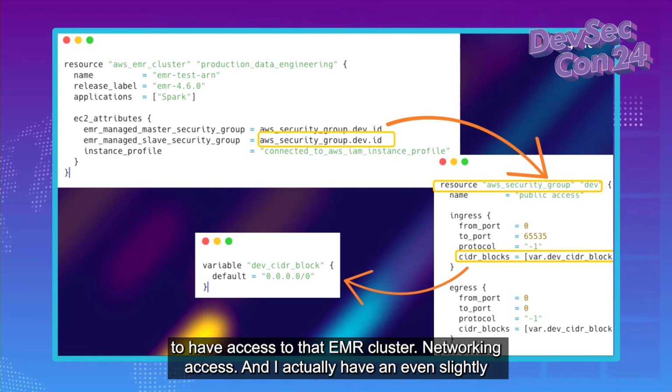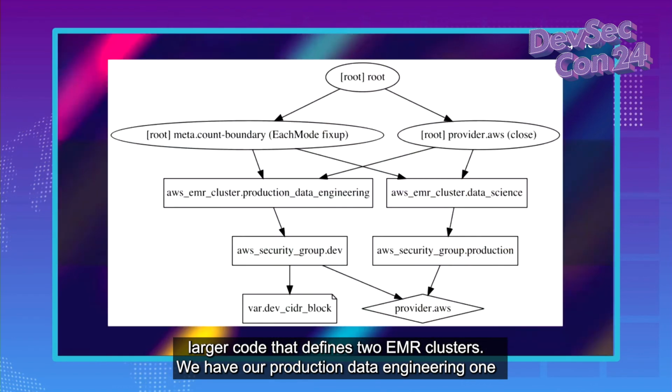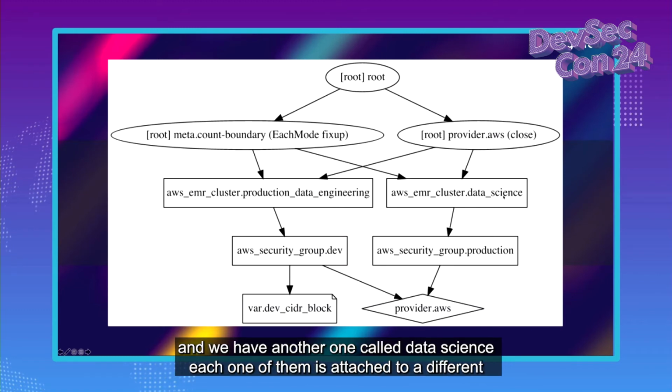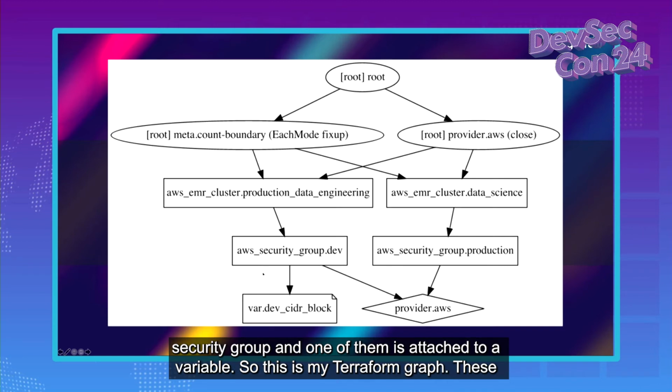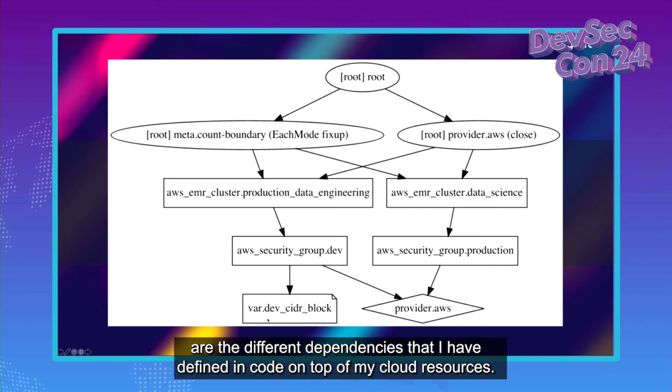And I actually have an even slightly larger code that defines 2 EMR clusters. We have our production data engineering one, and we have another one called data science. Each one of them is attached to a different security group, and one of them is attached to a variable. So this is my Terraform graph. These are the different dependencies that I have defined in code on top of my cloud resources.